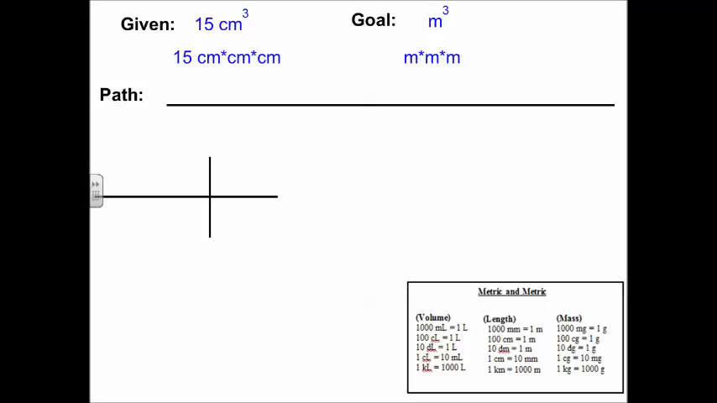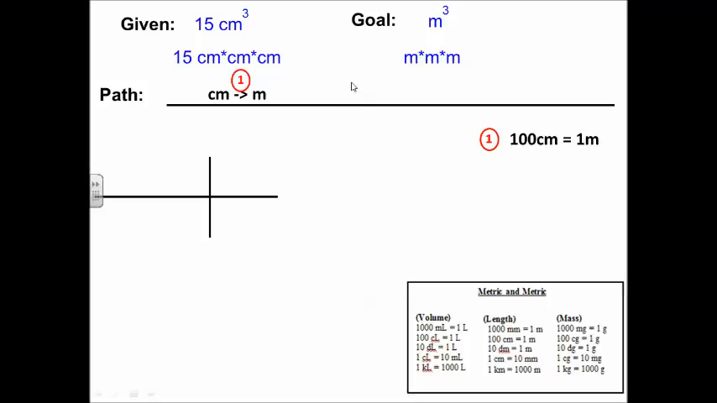And the nice thing with this is it makes our path really easy. All we have to do is convert from centimeters to meters. There's no cubed or anything like that in here. So we just need to have our path of centimeters to meters. That's it. It's just one step. Now what we need to do is we can use our handy dandy conversion sheet, and we see that 100 centimeters is equal to 1 meter. Boom, we got our conversion. So let's go ahead and start.